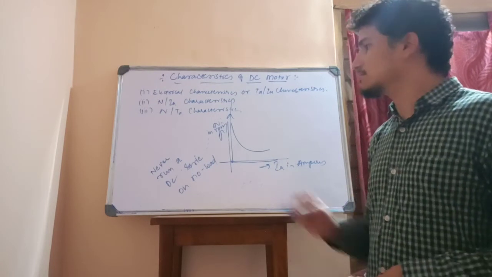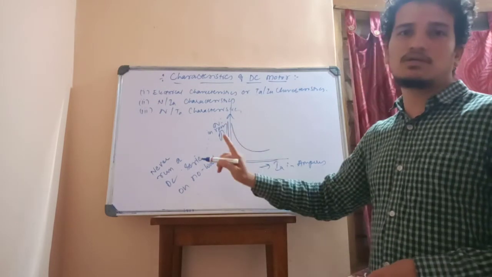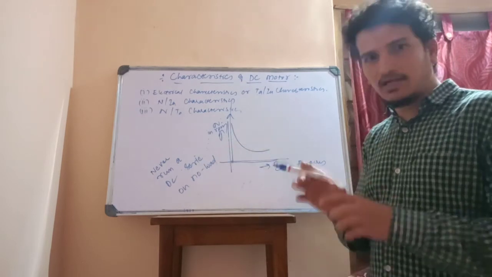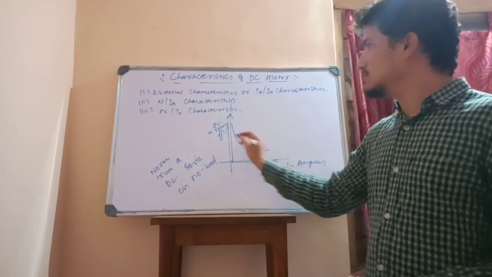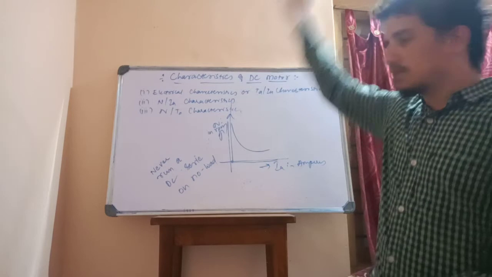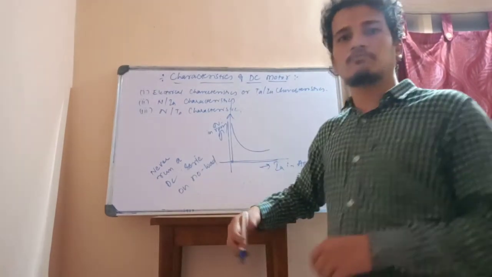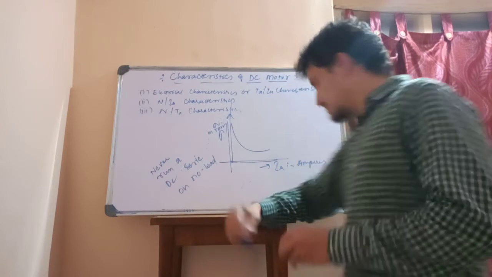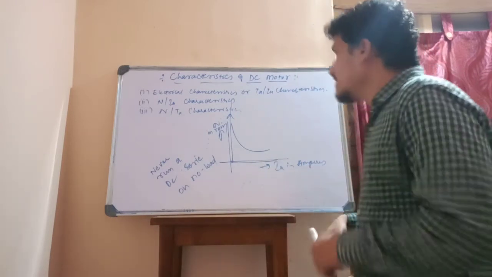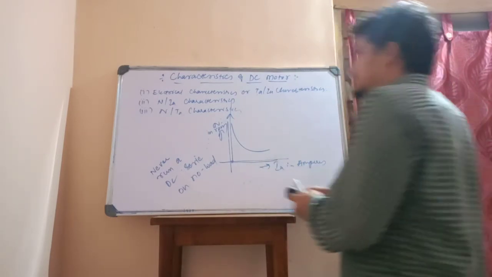Yes, correct. With load you have to run a DC series motor. You have to connect some load. Otherwise, it will lose its stability and speed will drastically increase beyond control. Okay, so this is about the speed versus current characteristic.